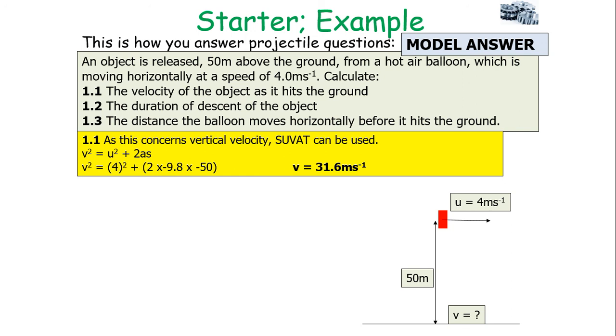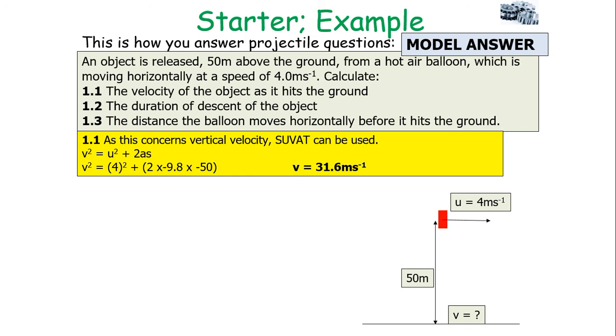Now note we're using minus 9.8 because we define upwards as positive, and as the object's going down to the ground, we define acceleration as a negative. So we say v squared equals u squared plus 2as, where a equals minus 9.8, s equals minus 50, it's going down, and the initial velocity is 4, so we work it through to be 31.6 meters per second.